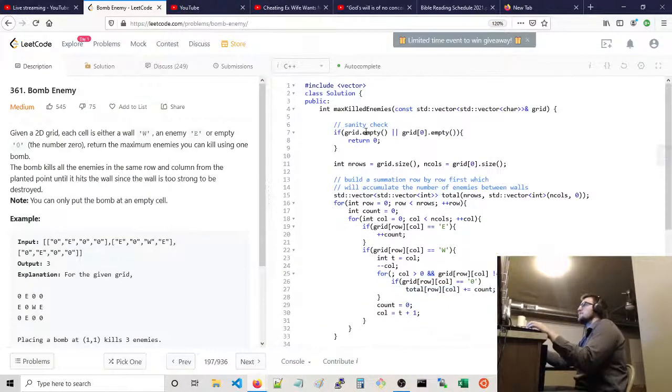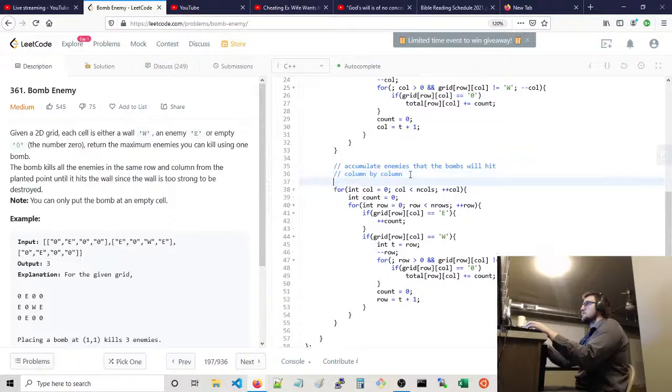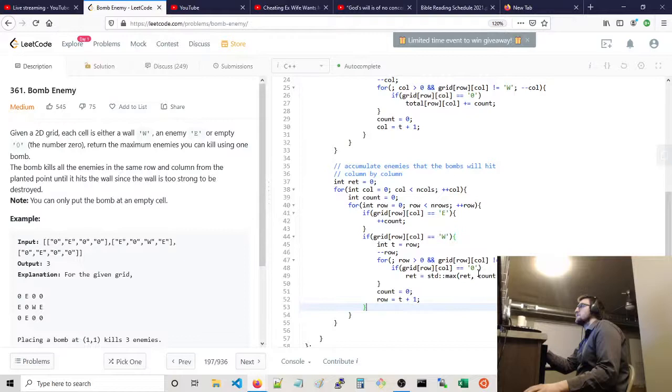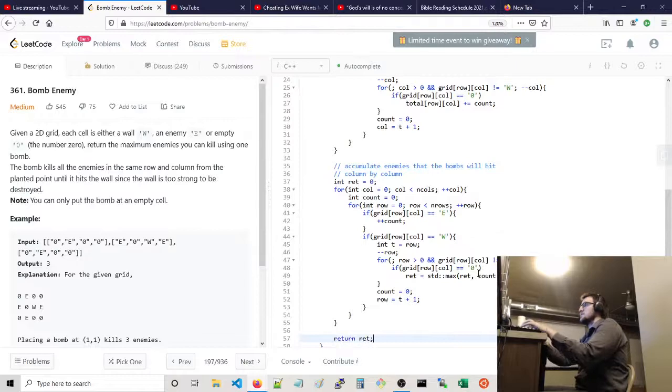You can take the return value, which is 0, and just update this. We can do it this way. It's going to be the count plus what's already there. And I think that's it. I think that's all you got to do. Something like this.